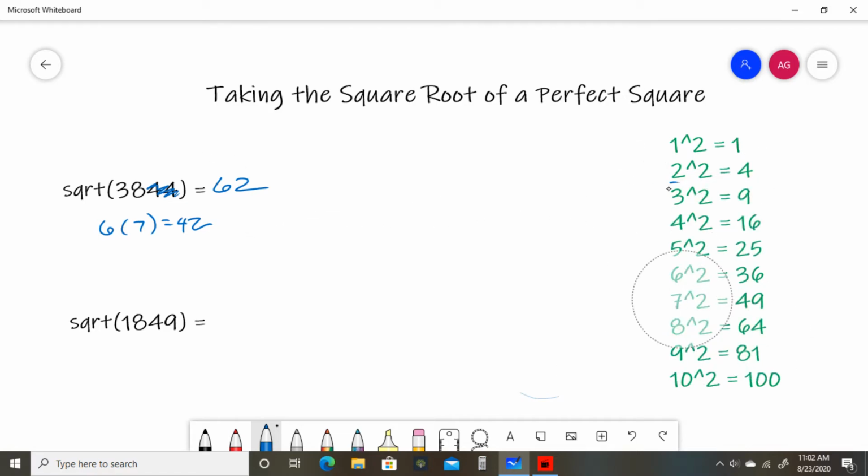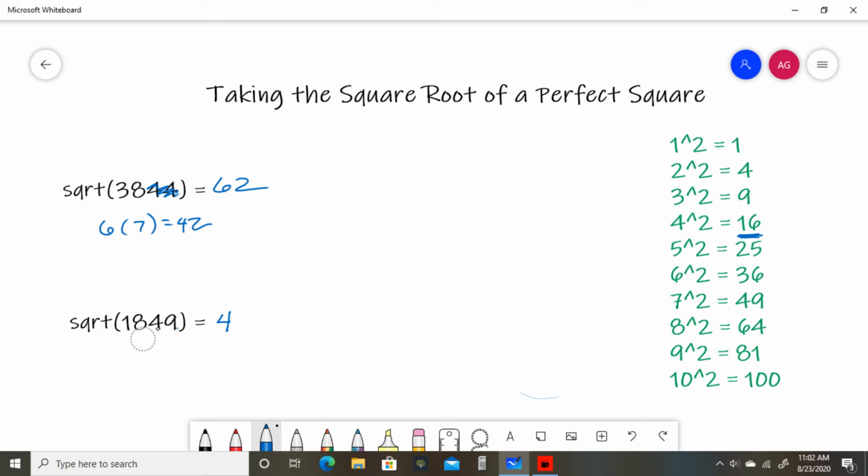Alright, on to the next question. We need to find the square root of 1,849. Again, we want to ignore the two rightmost digits and just focus on the 18 for right now. So we want to find the largest perfect square that is less than 18. From our chart over here, it looks like that number is going to be 16. The square root of 16 is 4, and so that's going to be our tens digit.